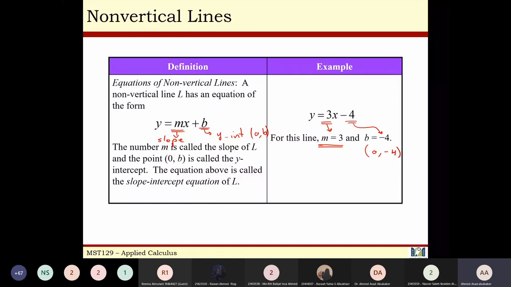What's the meaning of y-intercept? This is x and this is y. At -4 we have the intersection point between the line y equal 3x minus 4 and the y-axis. So this is the y-intercept, the intersection point between the line and the y-axis.